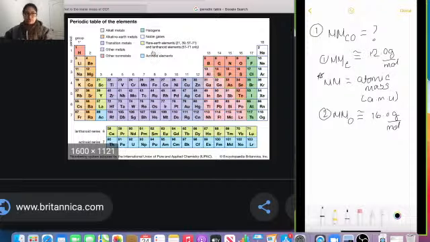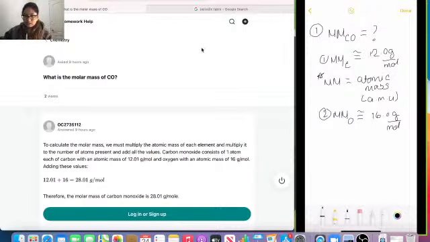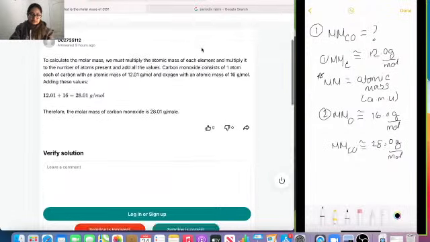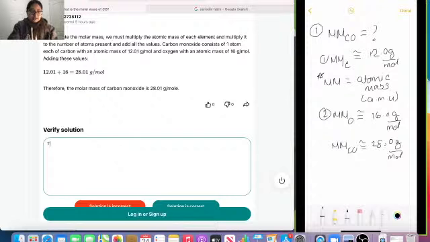And then in order to find the molar mass of CO, we're just going to add these two values, and so what we get here, the molar mass of carbon monoxide is approximately, if you add these two together, around 28.0 grams per mole. Okay, and yes, this is what they've got. This is correct.